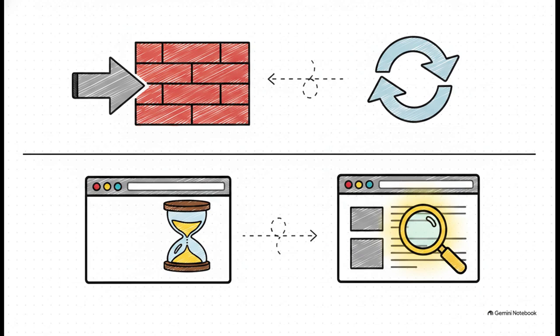The second issue is dynamic content. This is when a site loads its data using JavaScript after the page initially opens. To fix this, you just need to enable browser rendering in your scraper or add a brief command to wait for those specific elements to load up before you try to pull the data.